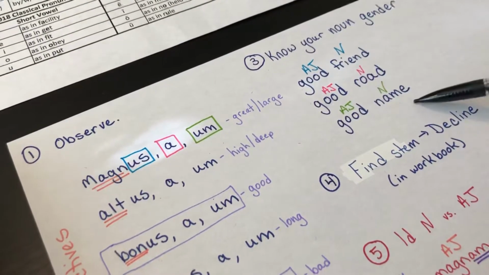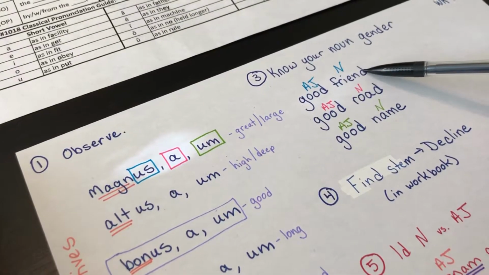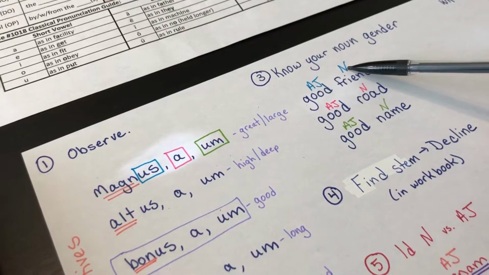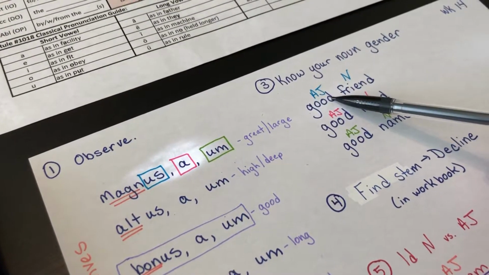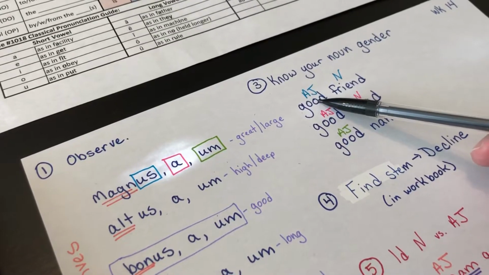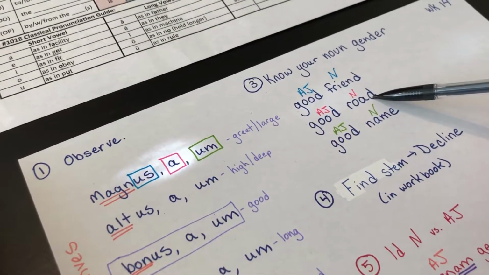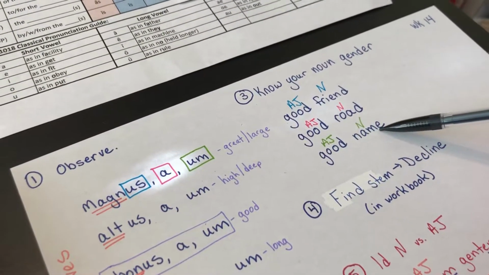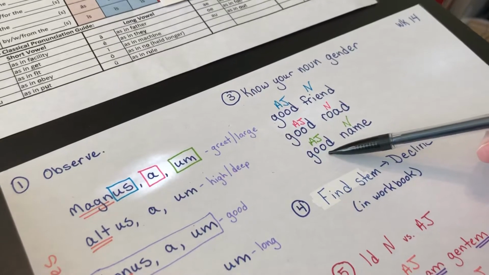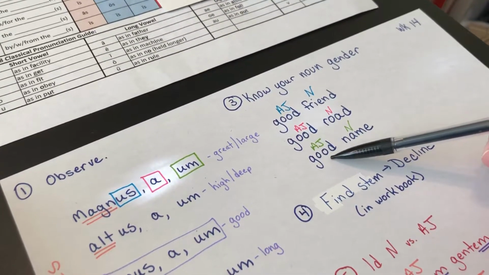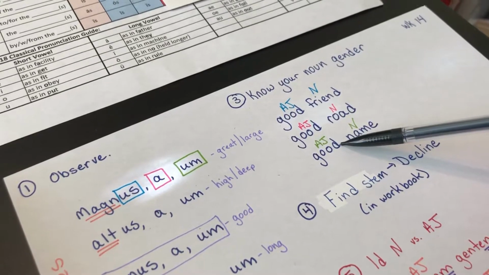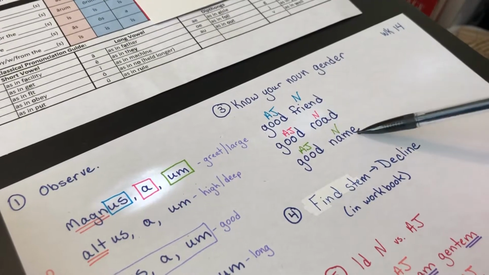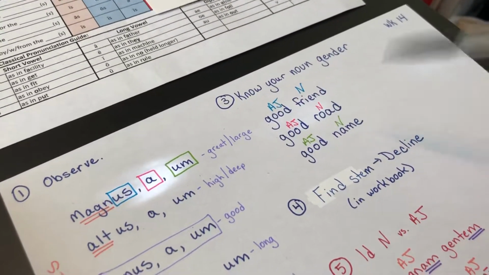So I had these three phrases up on the board. We spent some time thinking about the Latin word for friend, recognizing that it was masculine. So that's why I have blue here. Therefore, the adjective would be masculine. This is going to take on the masculine endings. Road is a feminine noun, so our adjective will take on a feminine ending. Name is a neuter noun, and so our adjective will take on the neuter endings. Notice I have the same adjective in all three. That way we understand that the adjective itself doesn't matter. It's the gender of the noun that matters.